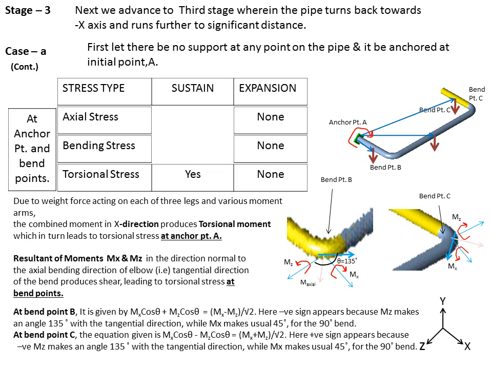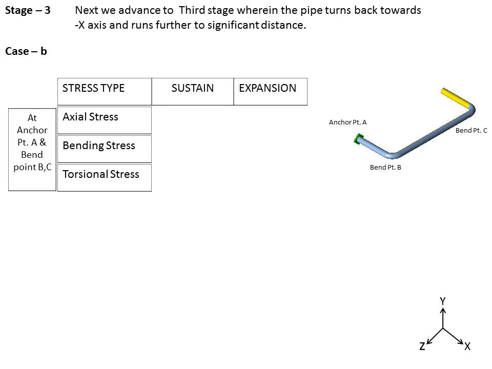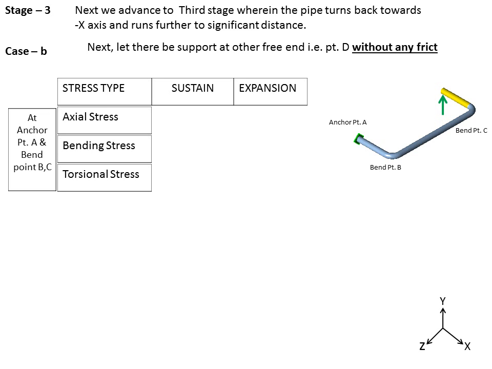Now moving to case 3b, wherein let there be a support at the other free end, that is point D, without any friction on the pipe, and let it be anchored at the initial point A. So here what we are doing is providing a support at point D, that is the free end of the pipe, and this support is a frictionless support.